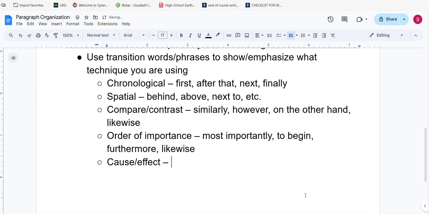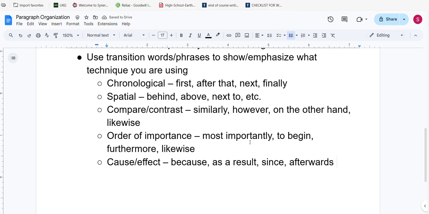So cause and effect, that's going to say things like because, as a result, since this happened, then this happened. Also would work in any of them. Afterwards could maybe work. That is also a chronological one, but that would work in cause and effect too.